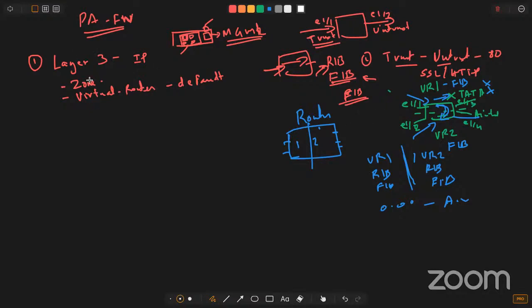So for a layer 3 interface, you need an IP, you need a zone, you need a virtual router. What this means is, in a network, you have a firewall, you have a layer 3 interface. Let's say E1/1, I put in layer 3. I'll connect the router. This is the core router. On the firewall, I'll give E1/1 the IP, let's say 10.0.0.1, and let's say this router IP is 10.0.0.5.